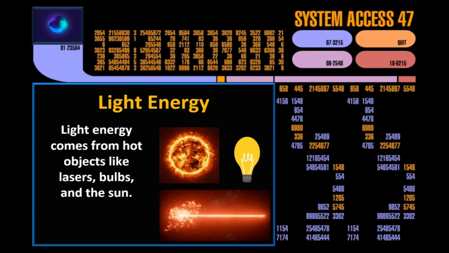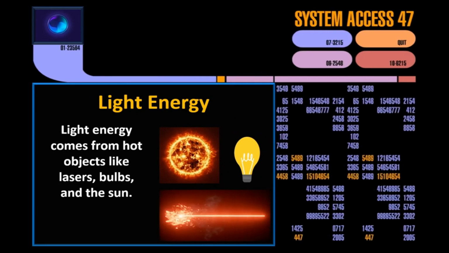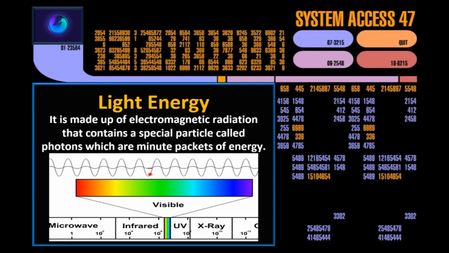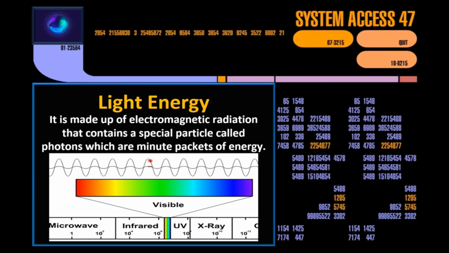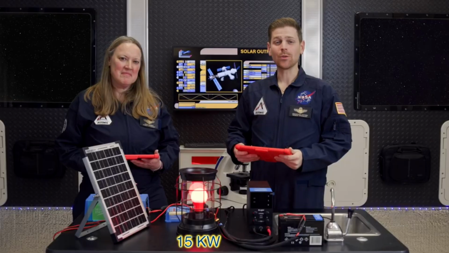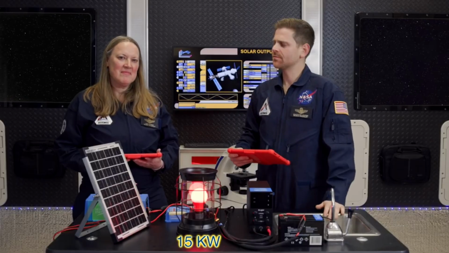Light energy comes from hot objects like lasers, bulbs, and the sun. It is made up of electromagnetic radiation that contains a special particle called photons, which are minute packets of energy. That was very well done, Aurora.